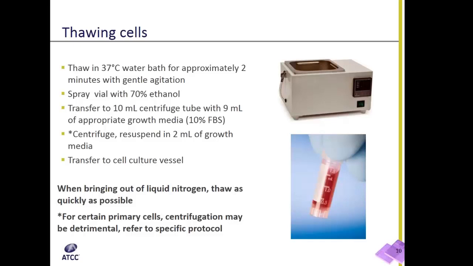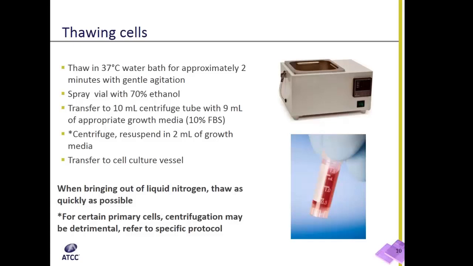After removing the vial from the bath, make sure to spray the vial down with ethanol to prevent contamination. Then transfer the contents to a sterile centrifuge tube with about 9 mLs of complete growth media, which should include about 10% FBS. When done, you can centrifuge the tube, discard the supernatant, and then resuspend in about 1 to 2 mLs of growth media to add to the desired plate.